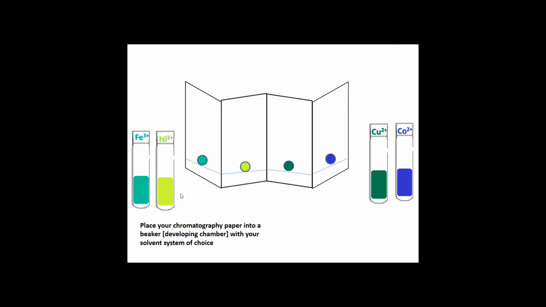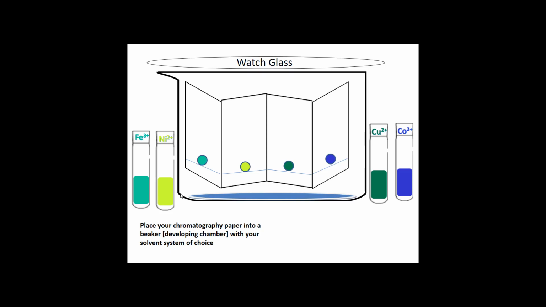All right, and now it's time to develop it. So I have a beaker and a watch glass. That's my developing chamber. I'm going to use my acetone HCl solvent mixture as the mobile phase, which is going to be used to drag the compounds up the paper through capillary action or wicking action. And now I just watch as the spots move up the plate.